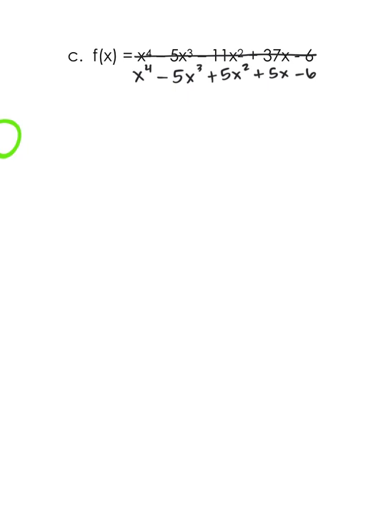So x to the fourth minus 5x to the third, and then we're going to say plus 5x squared plus 5x minus 6. That's going to be our problem.